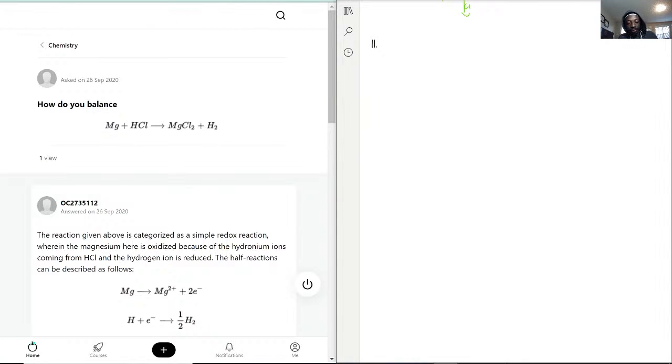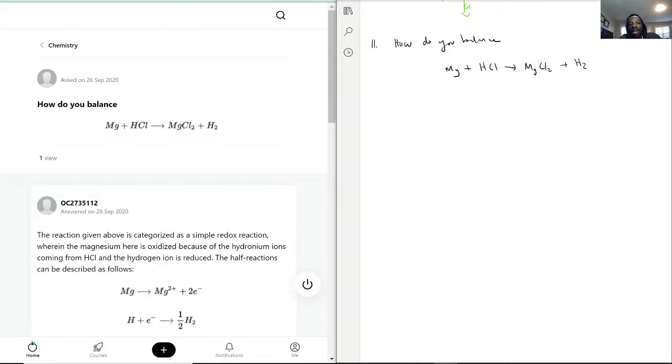So this question is asking us, how do you balance this equation, Mg plus HCl turns into MgCl2 plus H2. For this one, I had to put my guard up, because although you're tempted to just solve it by glancing and filling everything out, this question is actually looking for a redox equation.